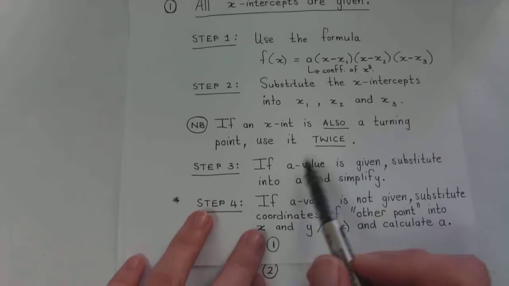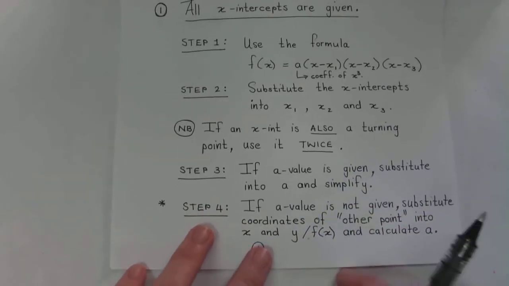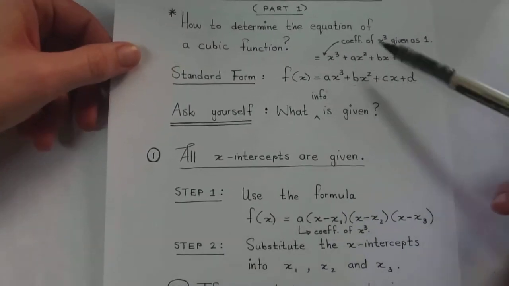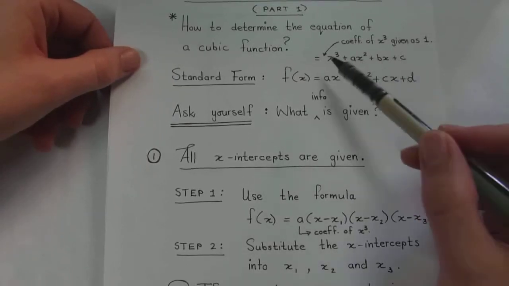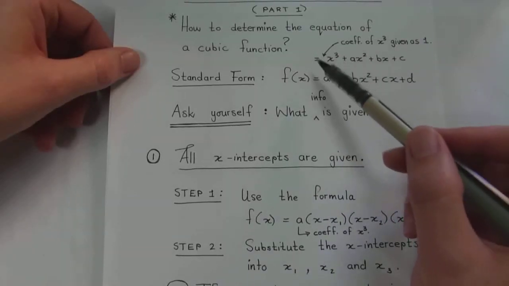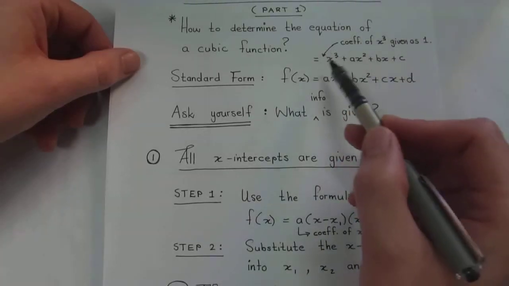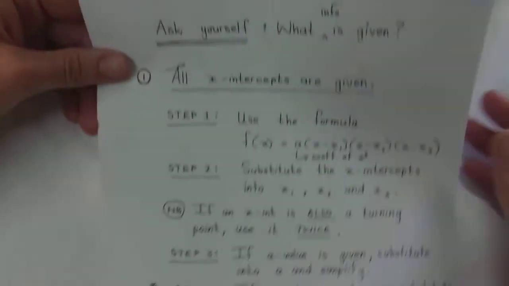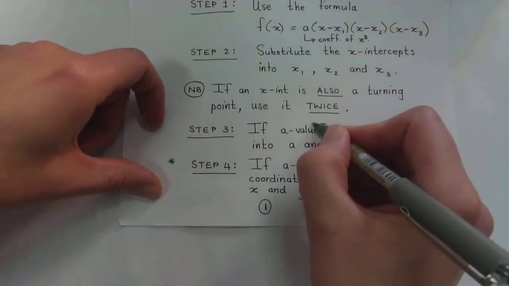Then step 3: if an a value is given, substitute into a and simplify. This refers to what I was talking about previously up here. They could give it to you in that format, and if they do, the a value has been given. They've told you in this case the a value is equal to 1. I could also put a 2 in front, then the a value is given as 2. I could put a negative in front, then the a value is given as a negative. But when I talk about this a value that's given, I'm talking about the coefficient of x cubed.